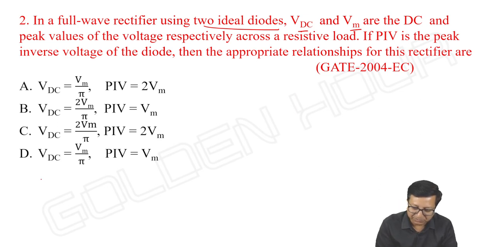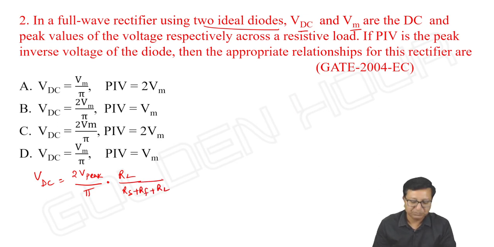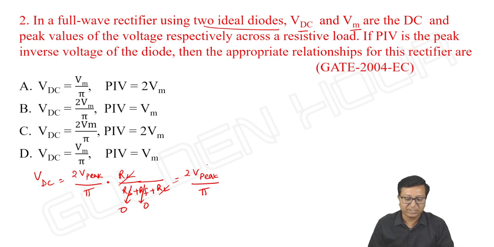So we know VDC is equal to 2 into peak amplitude of the input voltage by pi into RL by RS plus RF plus RL. Again, ideal diodes mean RF is 0, and ideal transformer means RS is 0. So I can cancel RL. It is 2 into V peak by pi. We can take it so.